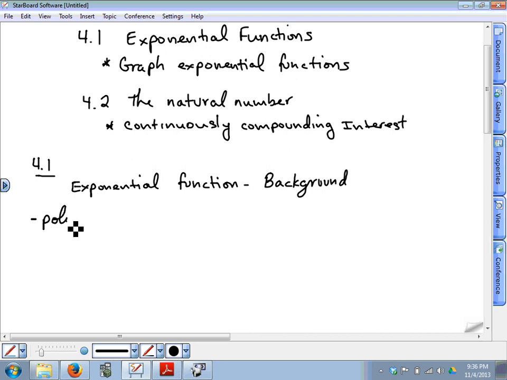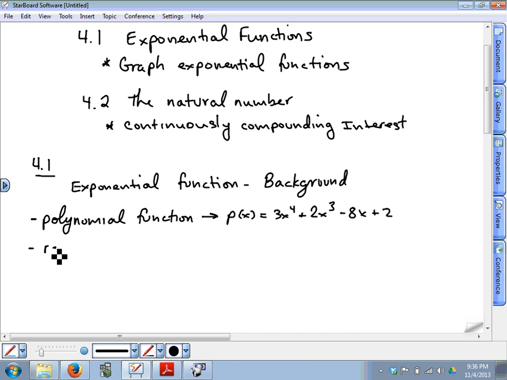So our polynomial function, that looks something like p of x equals 3x to the 4th plus 2x to the 3rd minus 8x plus 2. Polynomial function, their graphs are smooth and continuous. There's no gaps, no interruptions in the graph, no asymptotes. Domain is all real numbers.